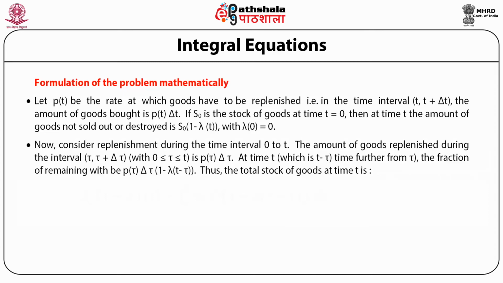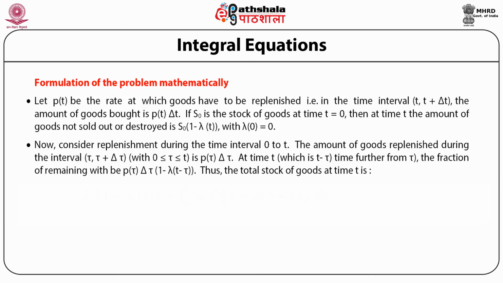Now let us consider that the stock is being replenished during the time interval from 0 to t. The amount of goods which are replenished during the interval tau to tau plus delta tau, where tau lies between 0 and t, is P of tau into delta tau, because P of tau is the rate at which the goods are replenished. At time t, which is t minus tau further on, the fraction of the remaining stock will be P of tau into delta tau into 1 minus lambda, a function of t minus tau.